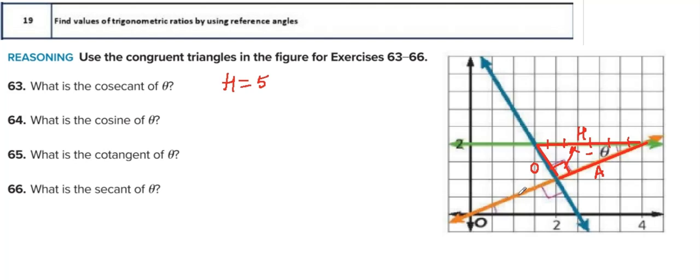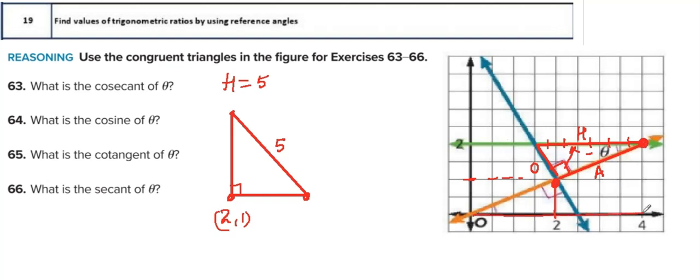Hypotenuse we already have. Now we need to write the coordinates of these points. This point is 2, 1. Let me draw this triangle separately. So what we have, the hypotenuse is 5. The coordinates of this point where we have the 90 degree angle: if you see, 2 up and here is 1, so this is 2, 1. And what about this point? This point is here. If you see, here is 4 and 2 up, so 4, 2.